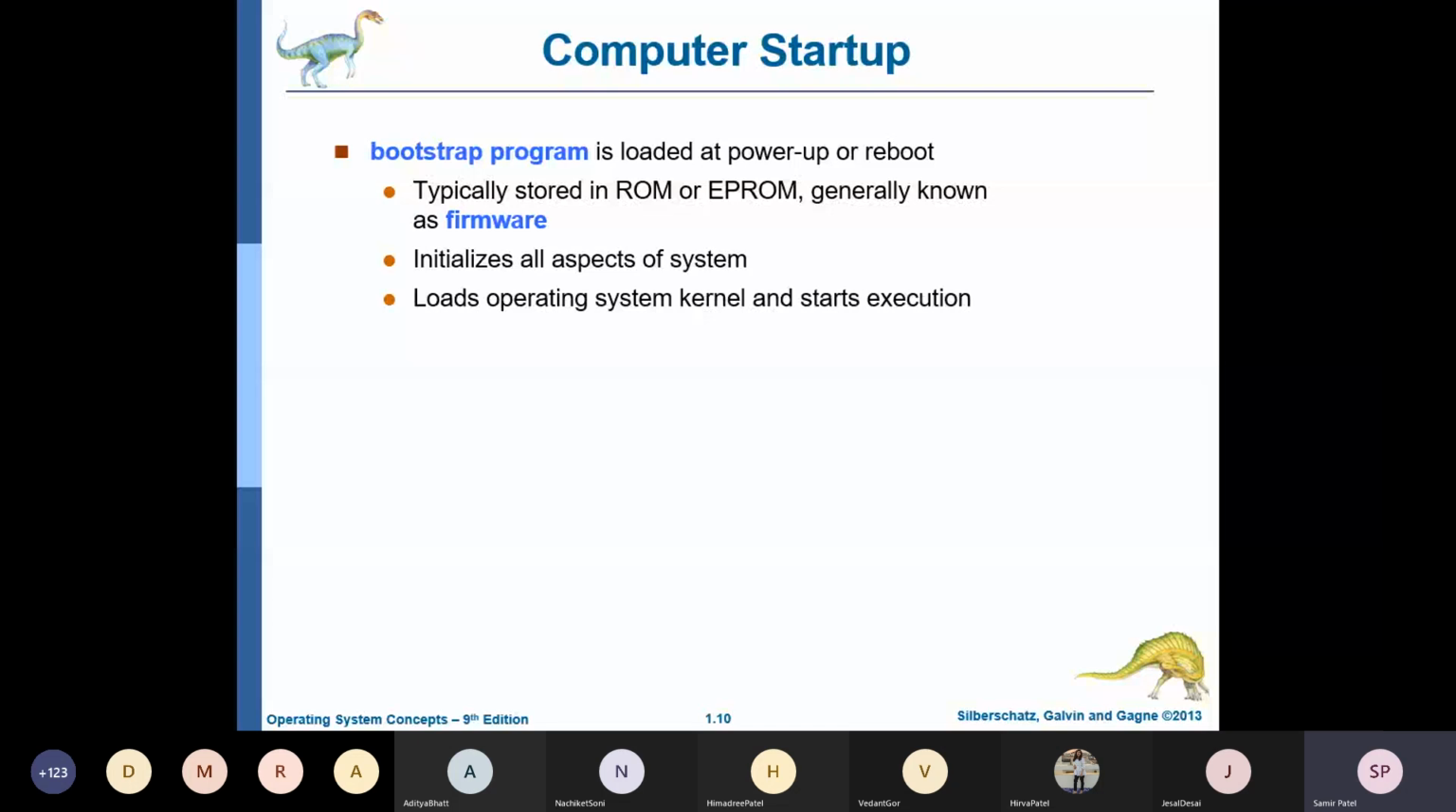So initially, it will check all the aspects of the system, and then it will load the operating system kernel and start the execution. Once the desktop or the screen or the command prompt is available, you can start your execution. User programs can then be submitted for execution to the system. Without that, it is not possible. So the idea of the Bootstrap program came into existence.